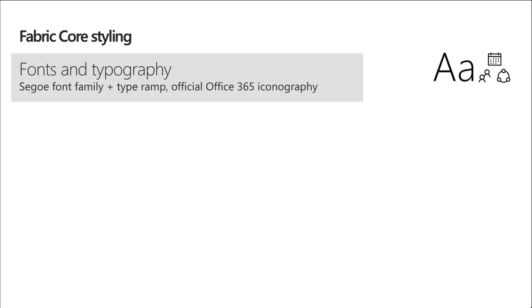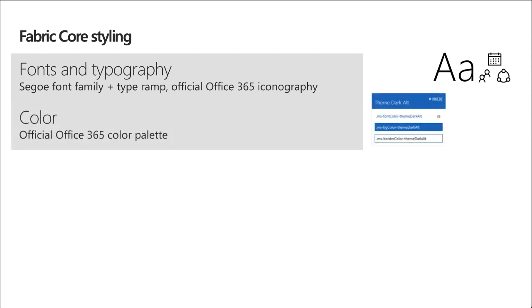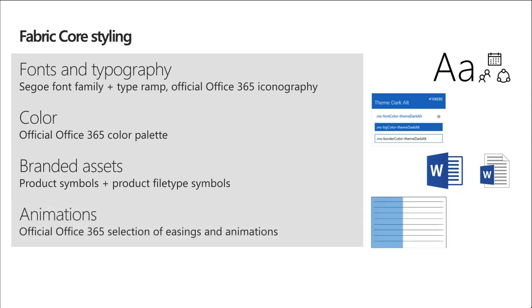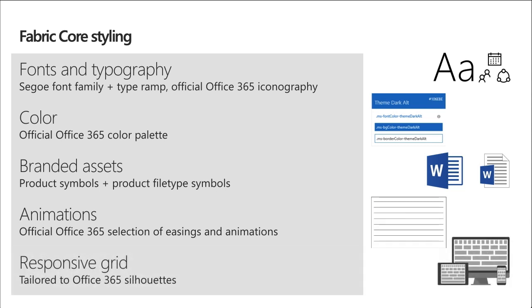So let's talk a little bit about styling. Some of the things that it covers are fonts and typography. So it's got the standard Office Segoe font family, a type ramp, and the official Office 365 iconography as custom fonts. The colors are going to match the Office 365 color palette. And then we've also had branded assets. We have things like product file type symbols, product symbols, etc. There's even some animations, like the official ones that Office 365 uses for easing and other animations that they leverage. And in addition, it also has a responsive grid that is tailored to the Office 365 silhouette.